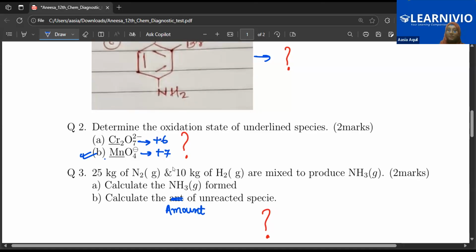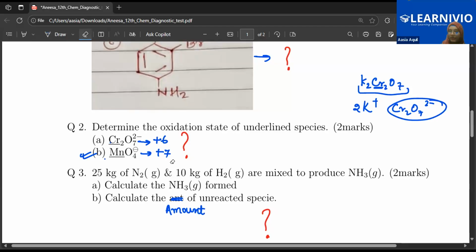Very good. And sometimes the question can also come like this: K2Cr2O7, and they just give you the underlying species, chromium. In this case also, this is a similar question. This is basically an ionic type of molecule, so obviously it will dissociate to form 2K plus and Cr2O7 2 minus. So that's the species. That's how you can calculate the oxidation state.